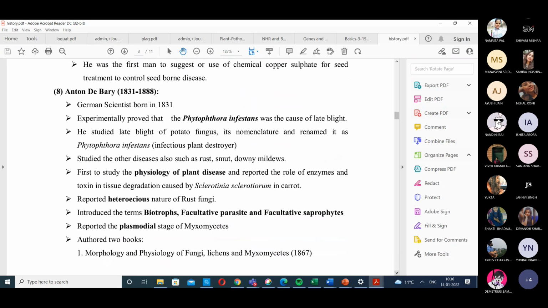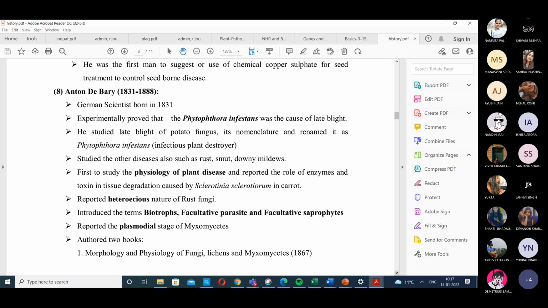Anton de Bary is a very famous person. Anton de Bary, 1831 to 1888. He proved that Phytophthora infestans, which is a fungus, was the cause of late blight disease of the potato. He studied this late blight of potato fungus and its nomenclature, and he renamed it Phytophthora infestans, right? So he worked on this particular fungus. He also studied rust, smut, and downy mildews. And he was the first to study the physiology of plant disease and reported the role of enzymes and toxin in tissue degradation caused by Sclerotinia sclerotiorum in carrot.